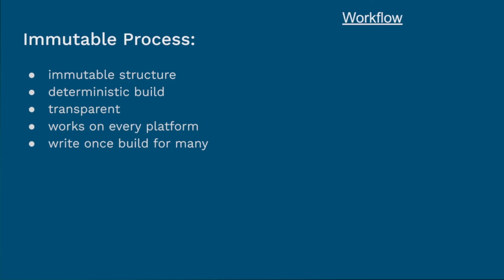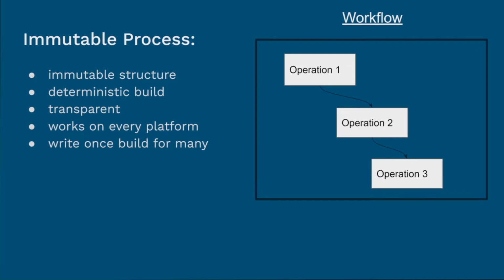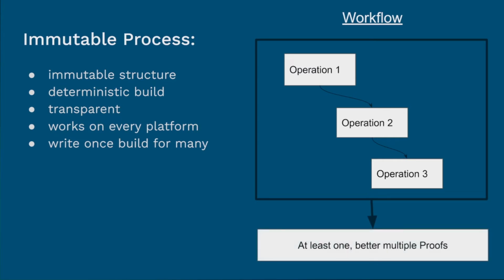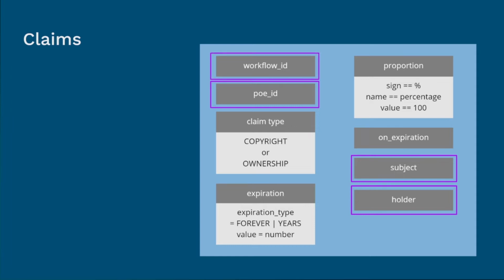The workflow is composed of two or more operations connected as a directed graph, where the output of operation 1 is passed as the input to operation 2 and so on until we reach the end. The final workflow result is always going to be one or many proofs, which are then used to generate the claims. The claim is a structure that holds the connections to the user who is claiming the right to the asset, the subject of the claim, the proofs we created, the workflow identifier that is used to generate the claim, and proportions that are by default percentage based.